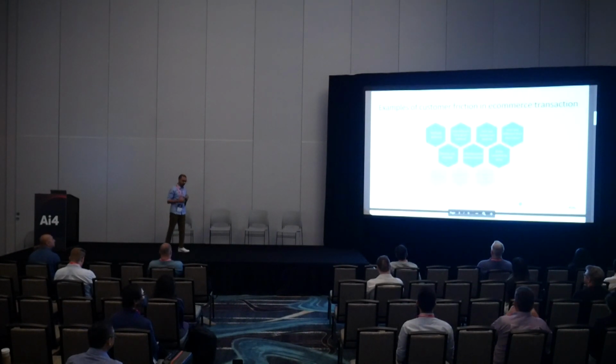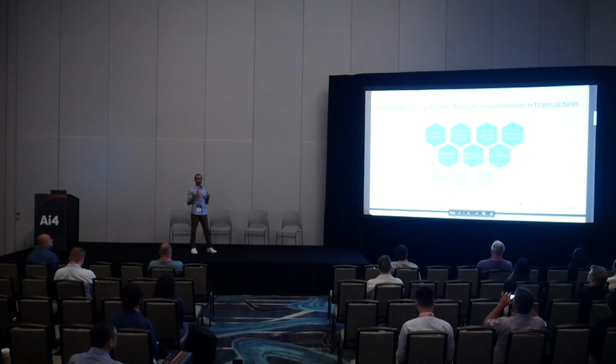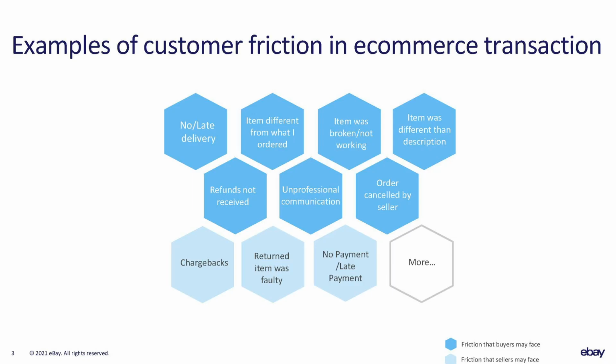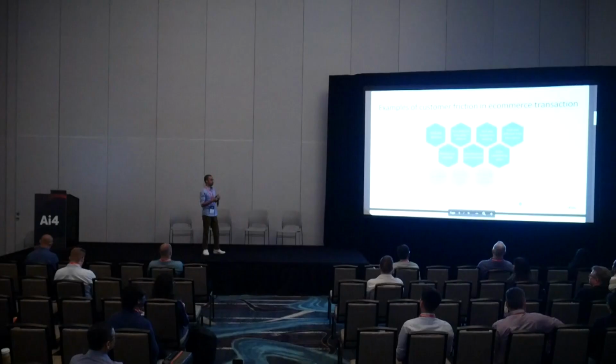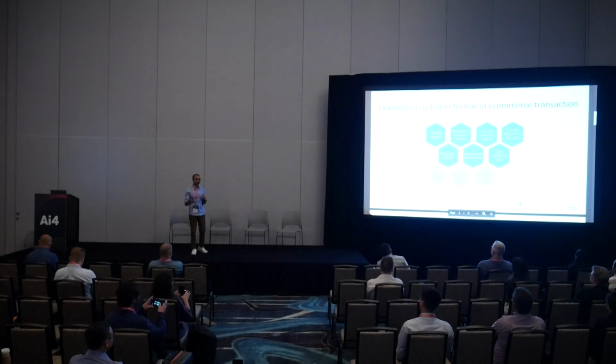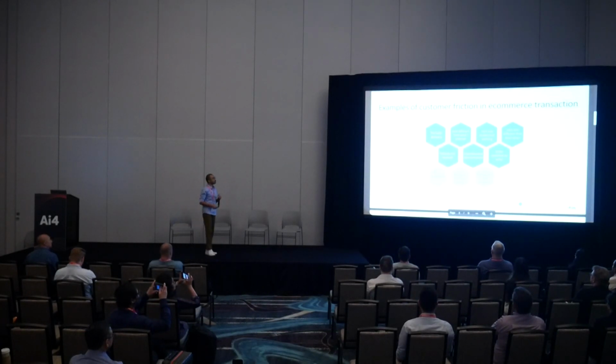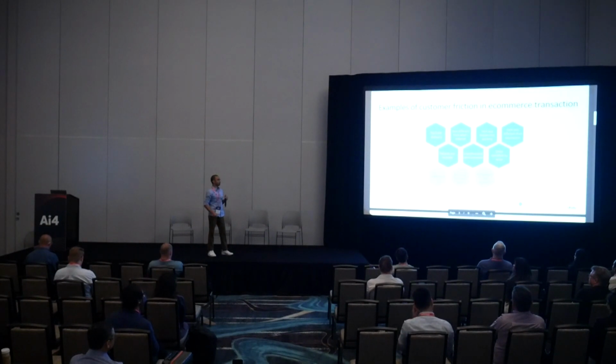So let me start with an overview of user friction and what it is. Here's an example of user friction post-transaction. Now, eBay is a two-sided marketplace. We have buyers on the platform, we have sellers on the platform, but this is more generalized for any retail three-sided, four-sided marketplace. Some examples: the buyer bought an item and didn't get a label, or did not get their item. Or the item was different from what they ordered. They ordered red, they got a green item.